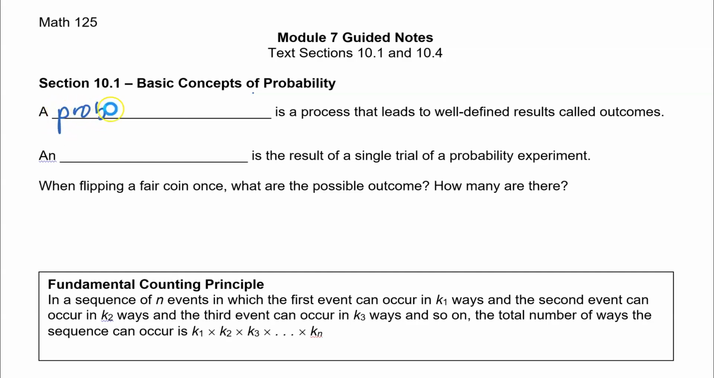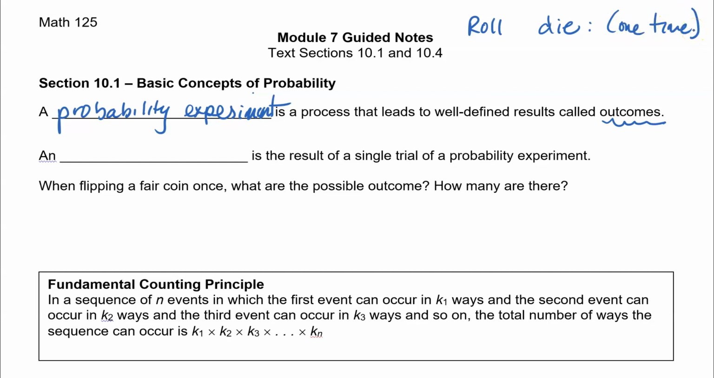So a probability experiment is a process that leads to well-defined results called outcomes. So what the heck does that mean? Well, I'll give you an example. Let's say we roll a die, a six-sided die. Let's say we roll a die one time.